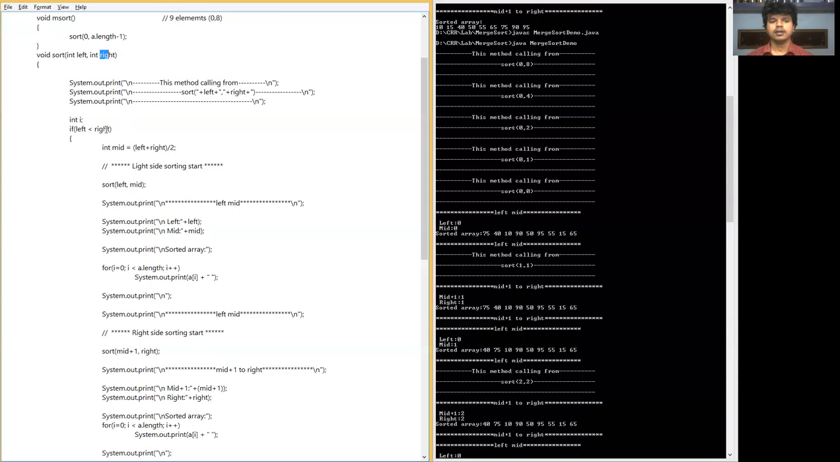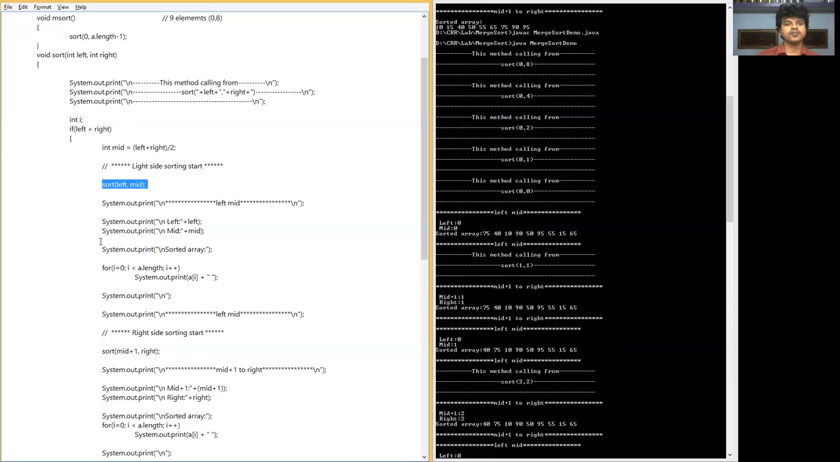Is 0 less than right? Yes. Then we can calculate mid: int mid is equal to left plus right by 2. The entire array is 0 to 8 elements, but we are calculating mid such that mid is nothing but 0 plus 8 by 2, which is 4. So again, calling this sort method.